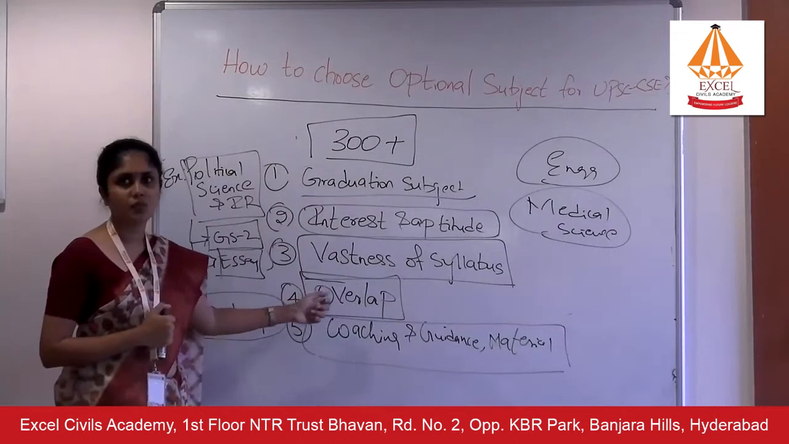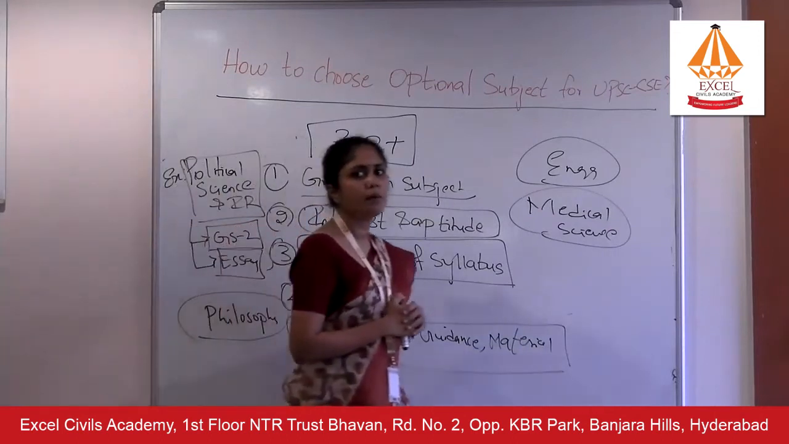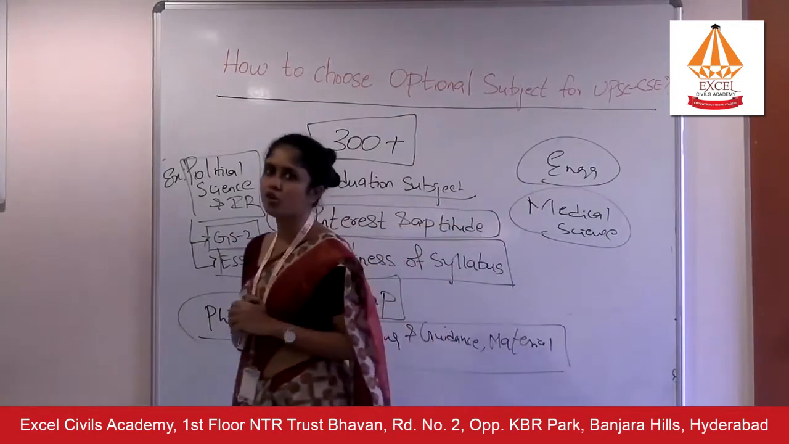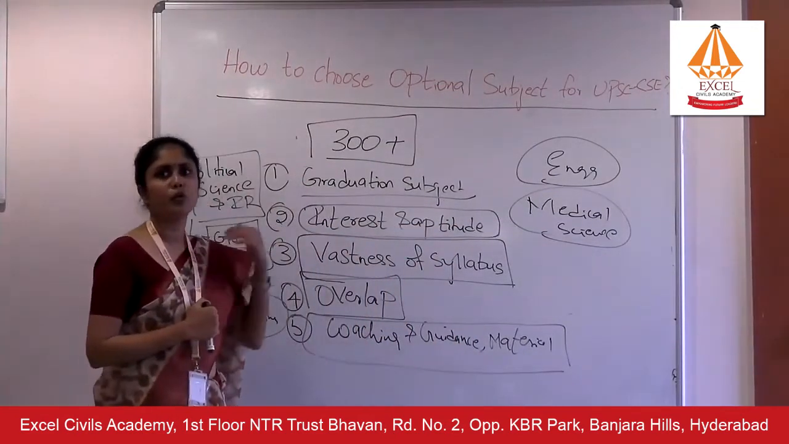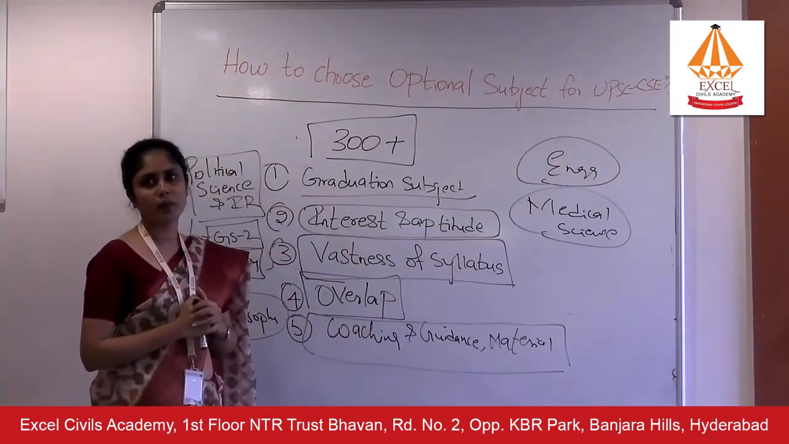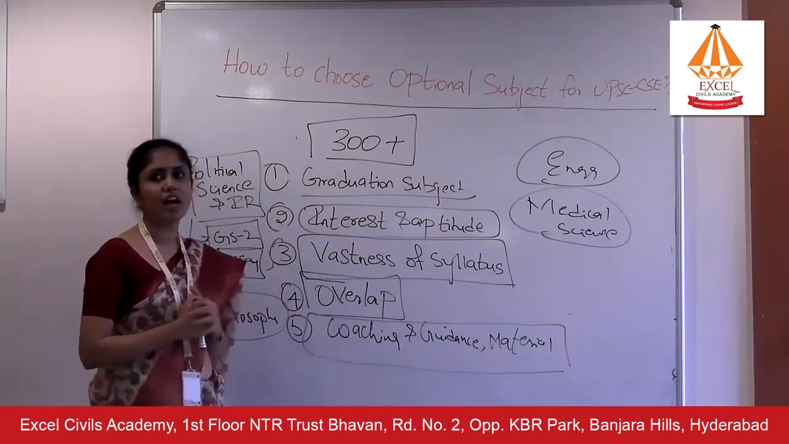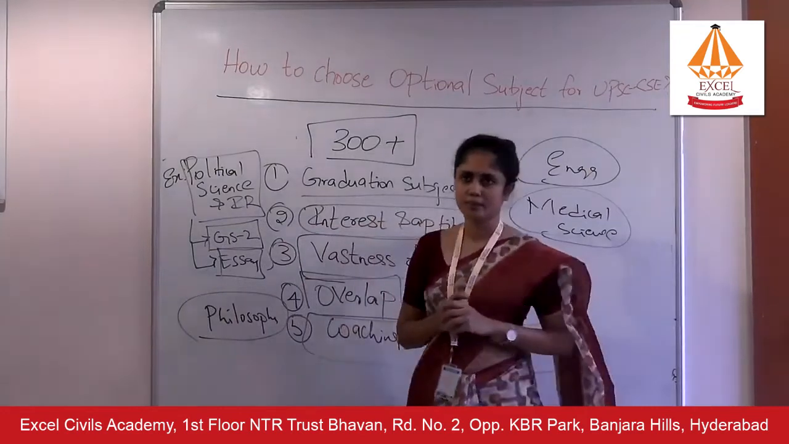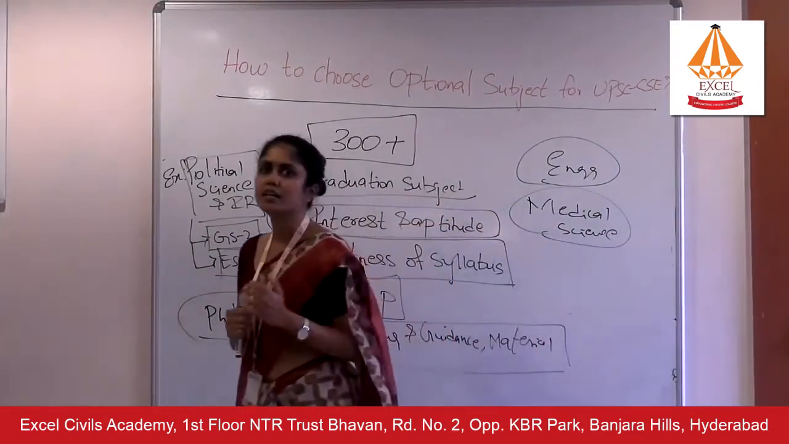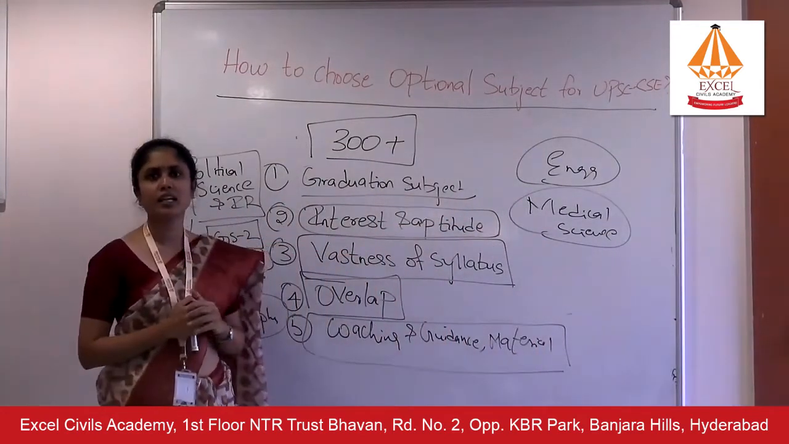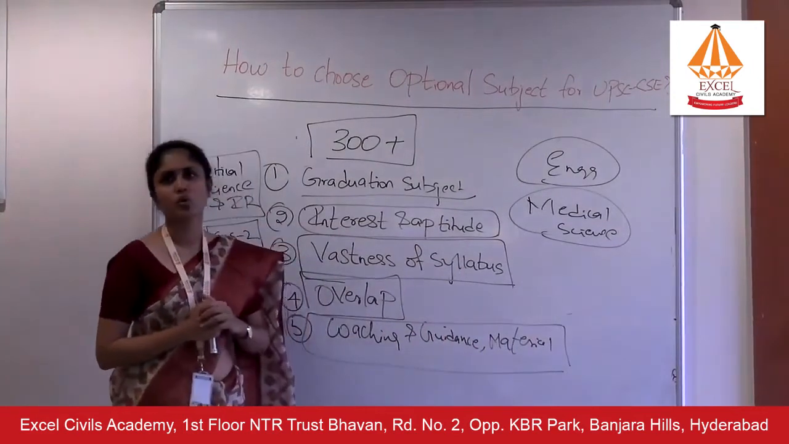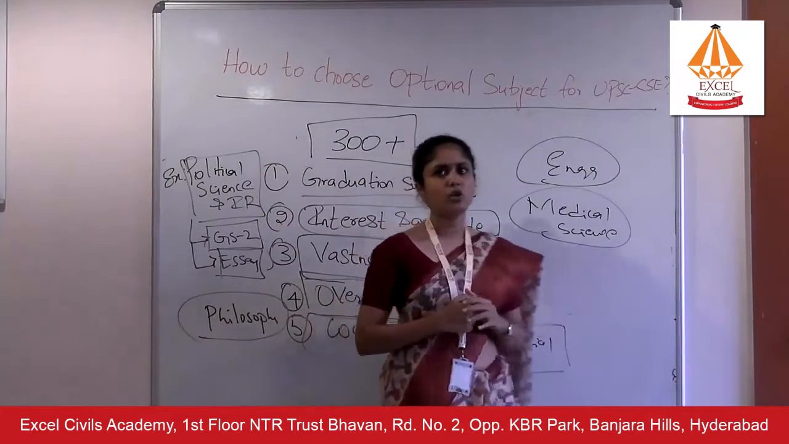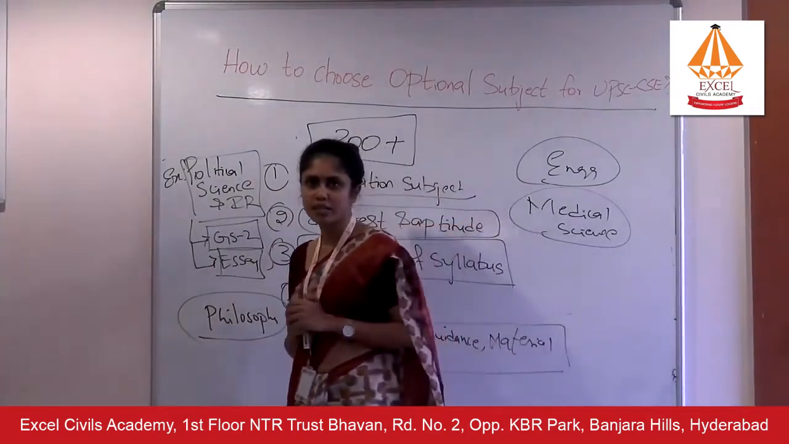This is not the case with social science optionals like public administration, political science, anthropology, sociology. They have a lot of overlap, right? And it will help you in your general studies papers also. Now, the fifth factor is the guidance which is available in the area that you are staying in, right? Do you have some faculty who can guide you, your college faculty, or do you have some coaching institute which can guide you? What is the material available in the market? Do you have test series available for that subject, right?